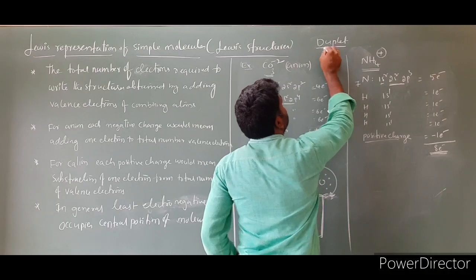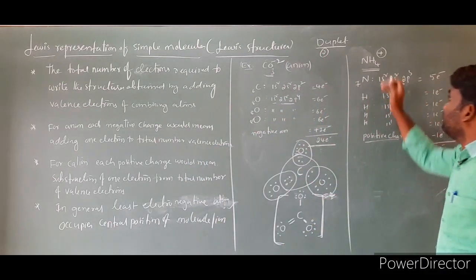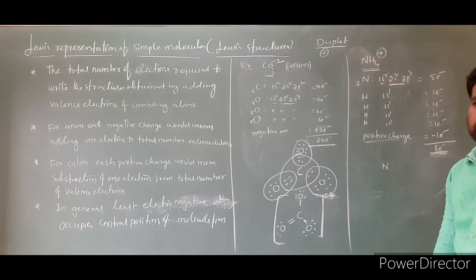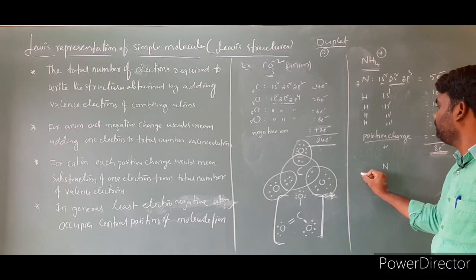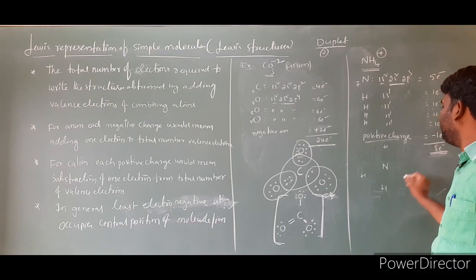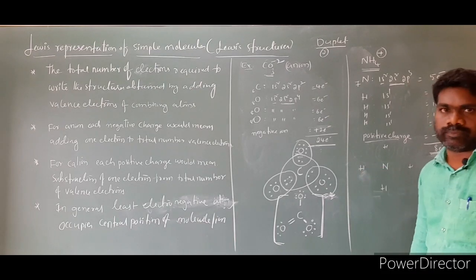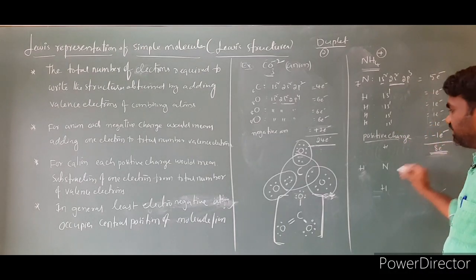Duplet configuration, that means it has 2 electrons. Now let us write the structure of NH4 plus ion. Nitrogen at the center and hydrogen 1, 2, 3, 4. Now how many number of electrons is there? Totally 8 electrons are there.